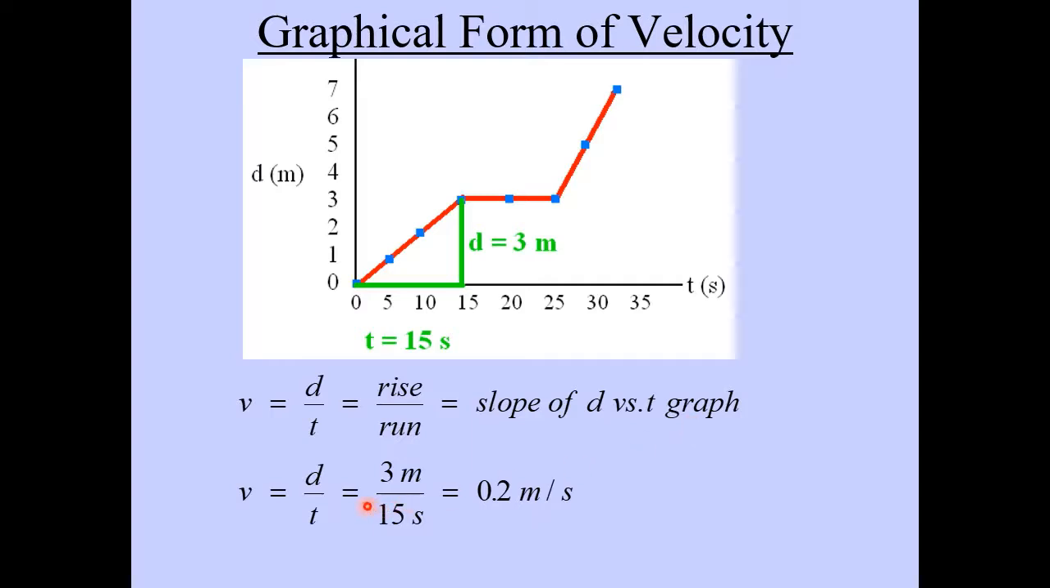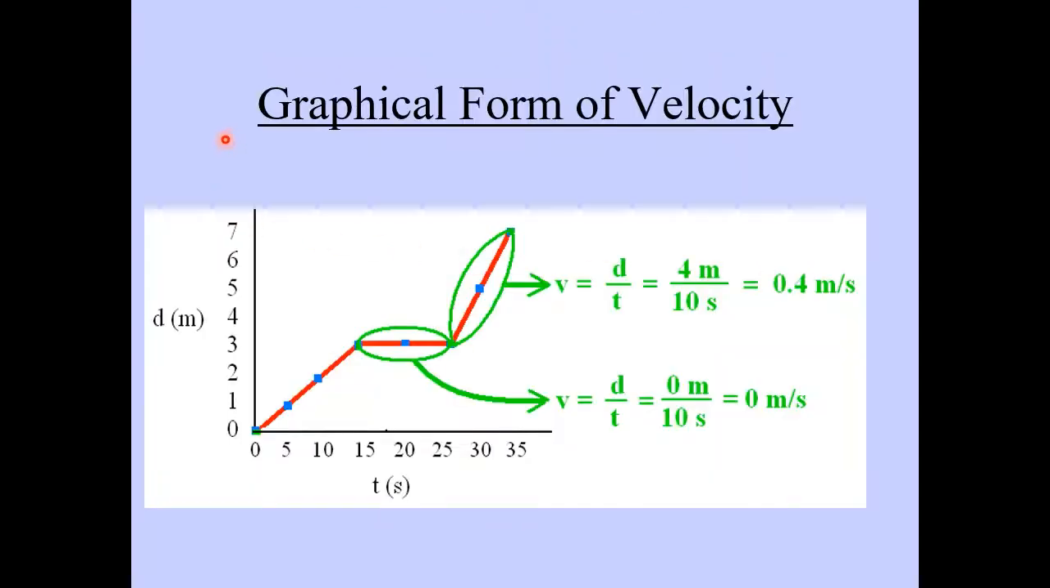So we can now plug in our numbers, of course. The distance during this portion of the graph right here was 3 meters, shown here, and the time was 15 seconds. So 3 divided by 15, you can do that on your calculator, or you'll notice that that's 1/5, which is 0.2 meters per second. So, notice that's a pretty slow pace, right? She's only covering 1/5 of a meter every second.